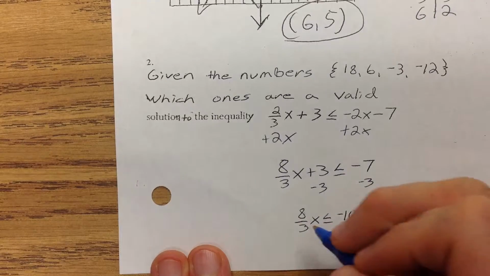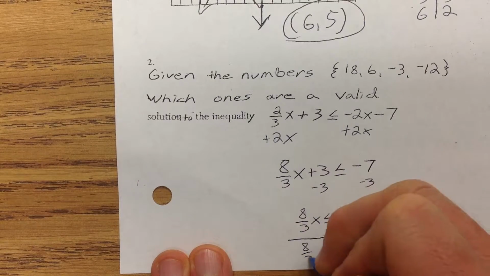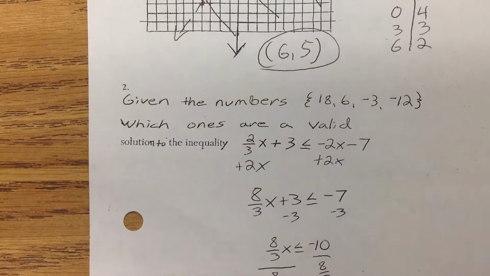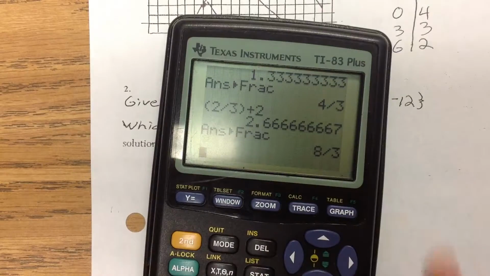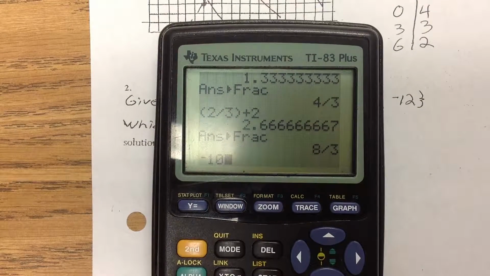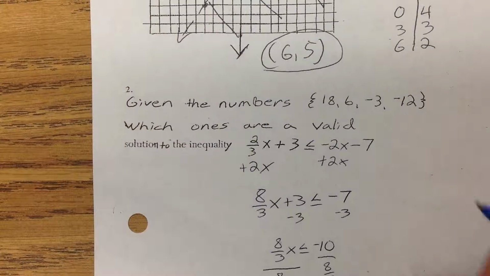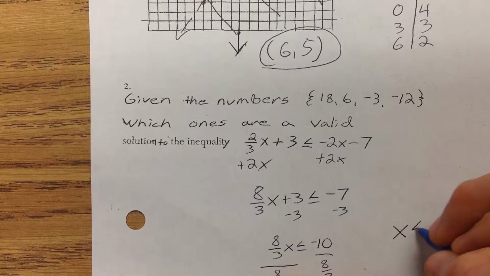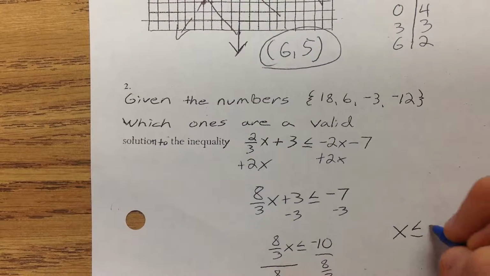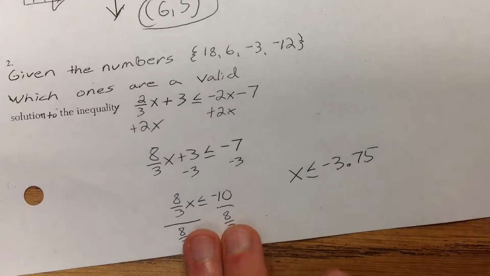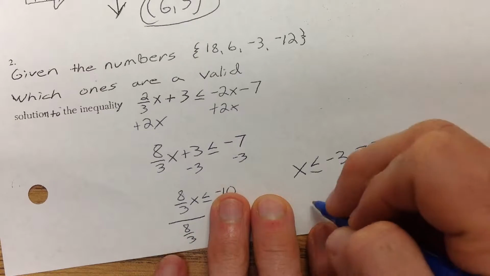And then again, this might look weird, but we can just divide both sides by 8/3. All right, there's no reason we can't do that. And when we do that, let's see, -10 divided by (8 divided by 3) in parentheses so that we know it's a fraction, we get negative 3.75. And I'm actually just going to leave that one as a decimal. So x has to be less than or equal to negative 3.75.